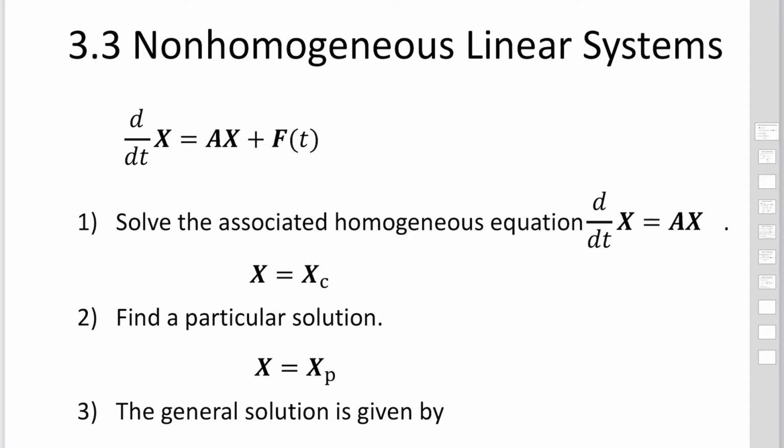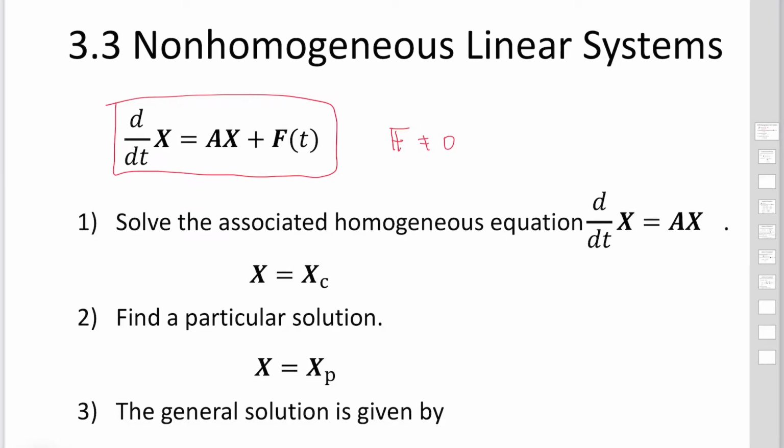In this section, I'd like to explain how to solve non-homogeneous linear systems. A non-homogeneous linear system is expressed by these equations, where f is not equal to 0. If f equals 0, it becomes a homogeneous linear system.